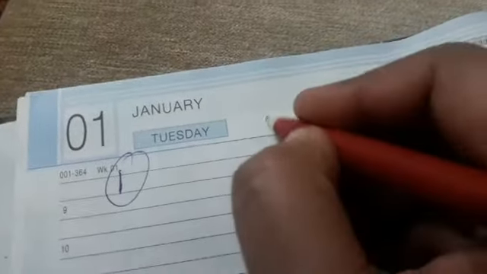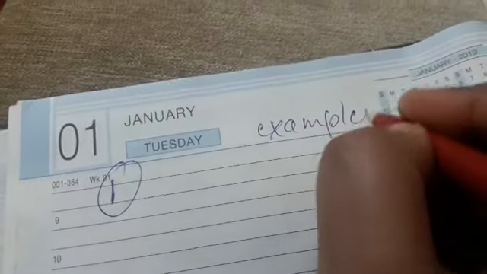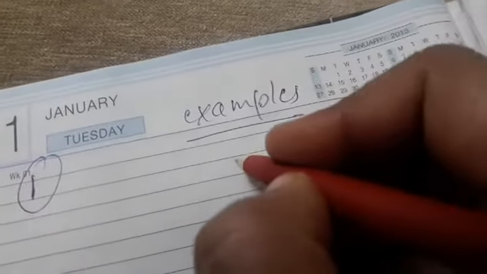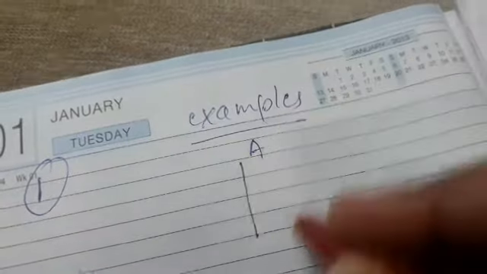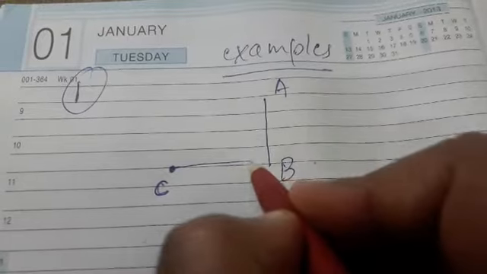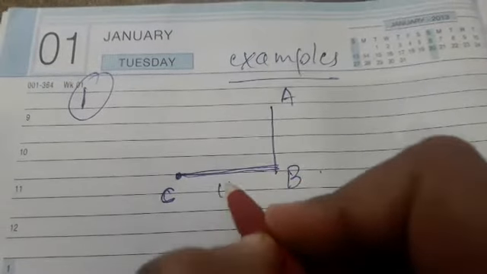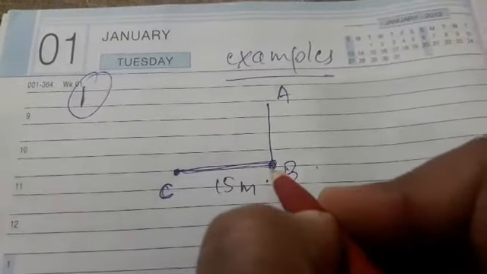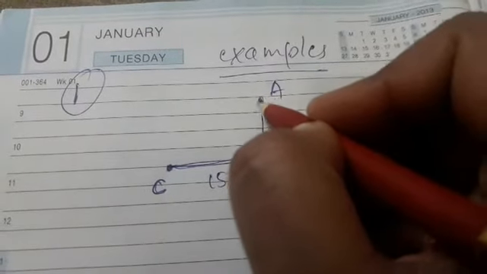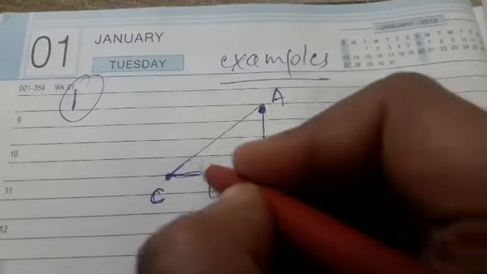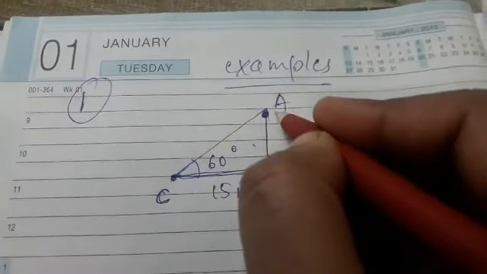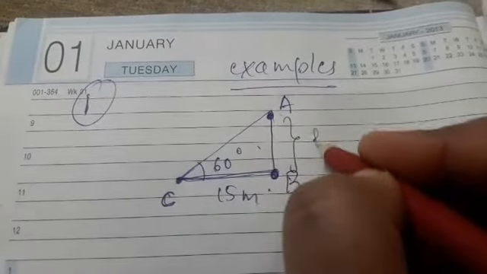Question number 1, or we can say we have examples today, right? Now there's a tower. I'm naming it as AB. There is a point on the ground which I name it as C. This point is 15 meter away from the foot of the tower. Now this is the foot of the tower and this is the top of the tower. This point C makes an angle of 60 degree to the top of the tower, right? Find the height of the tower.